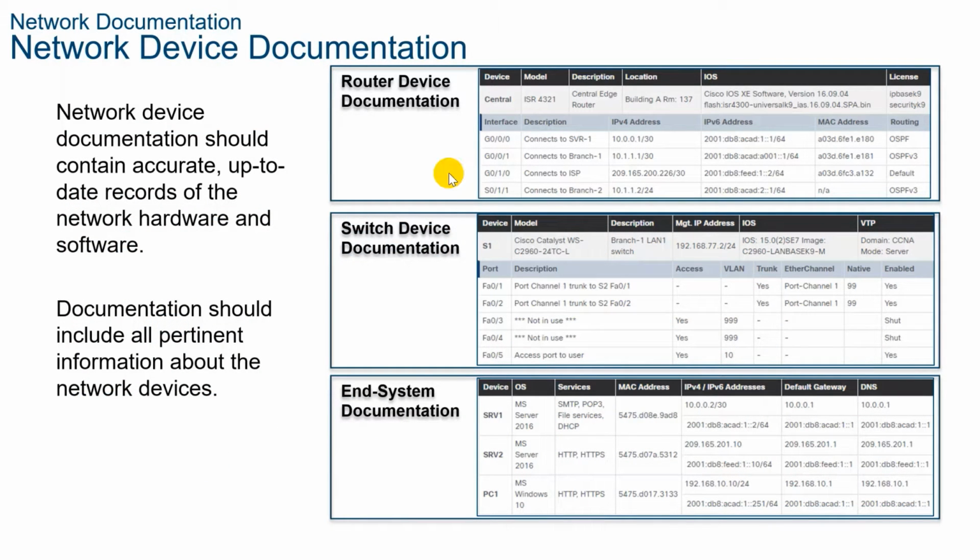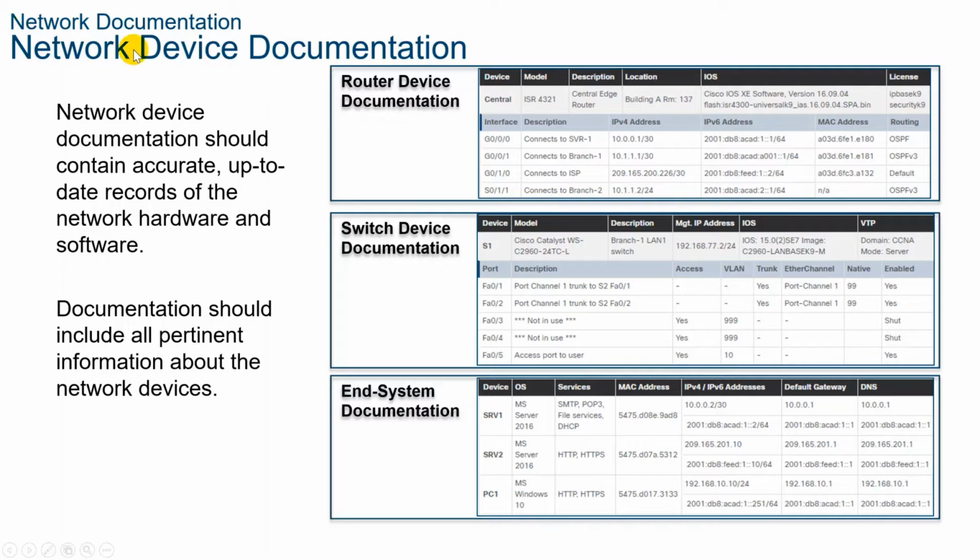Next, let's talk about network device documentation. Network device documentation should contain accurate, up-to-date records of the network hardware and software. It's sort of an inventory. Documentation should include all pertinent information about the network devices. Many organizations create documents with tables or spreadsheets to capture relevant device information.